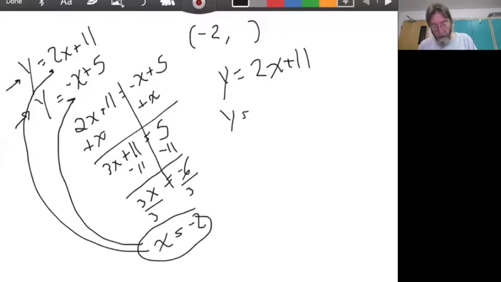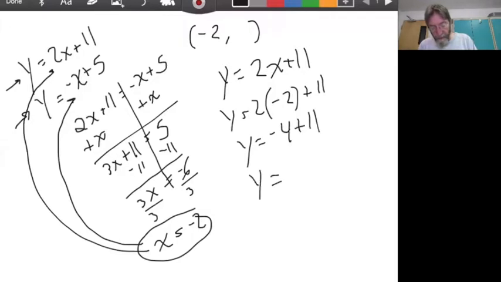So we get y is equal to 2 times negative 2, because that's what we solved for the bottom, plus 11. 2 times negative 2 is negative 4, plus 11 is 7. Negative 2, comma 7 is my solution to this system. And if you plug this in to the other one, you'll see it solves that as well.